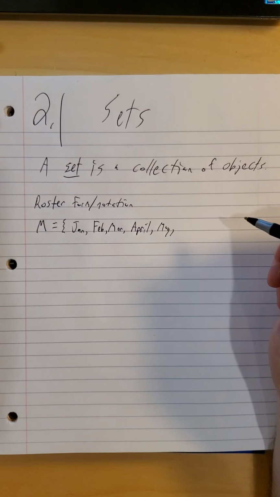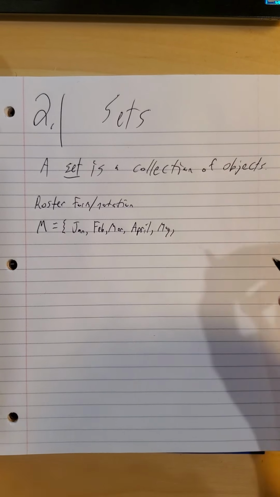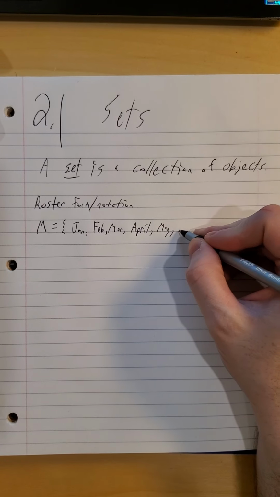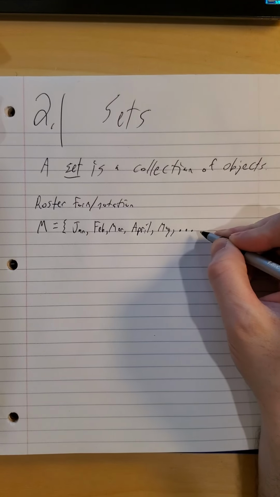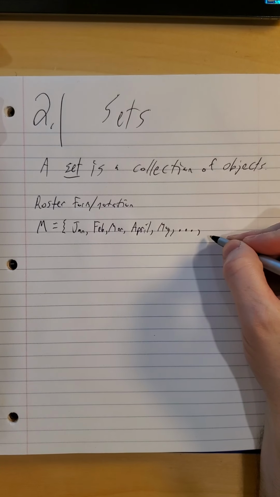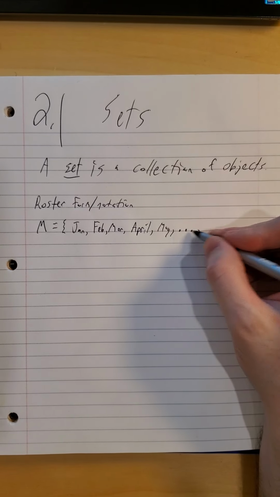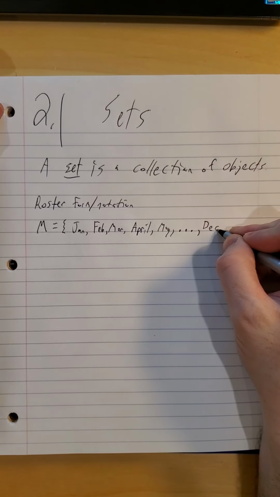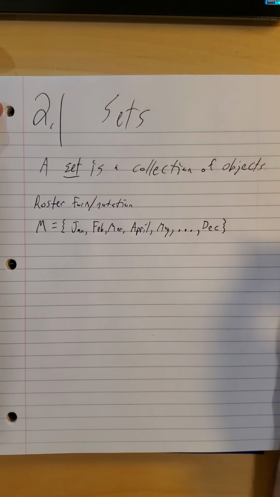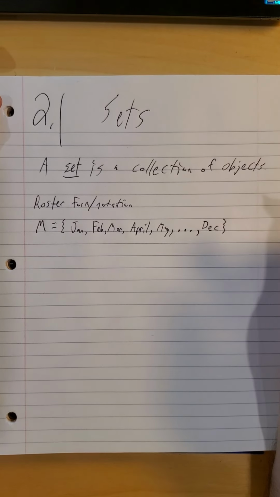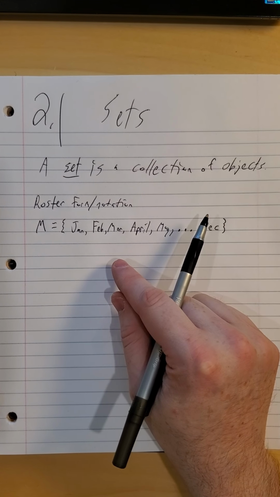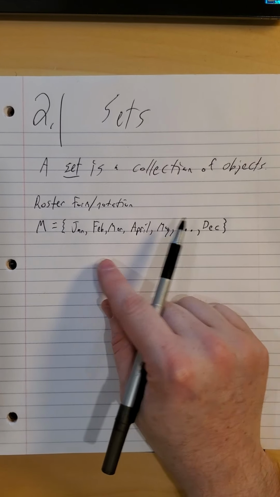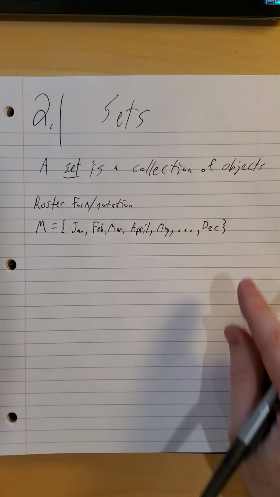Now, if you have a bigger set and you don't want to list everything, but there is some definite known pattern, you can put in an ellipsis to say that this pattern continues. So between the two commas, we've got the ellipsis, and we just tell the reader where it stops. So in this case, it stops at December. So just like a roster on a sports team or a class roster, a list of all of the members of that set.